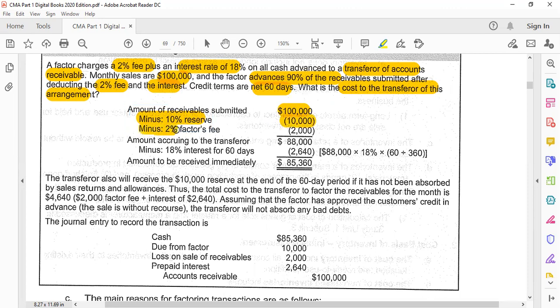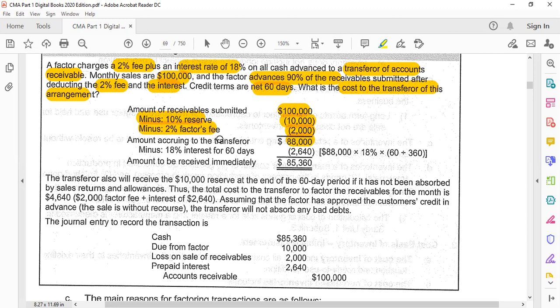And minus the factor fee also, because the factor fee is 2%, and this 2% will be applicable on the receivable amount, which is $100,000. So if you take 2% of $100,000, it will give you $2,000. They will also deduct it in advance. So now if you take 100,000 minus 10,000 minus 2,000, this will give you 88,000, and this 88,000 is the amount accruing to the transferer.